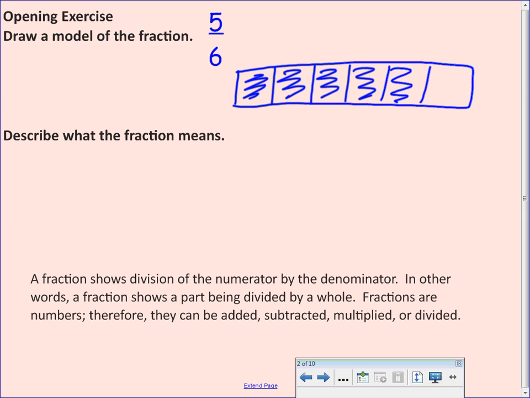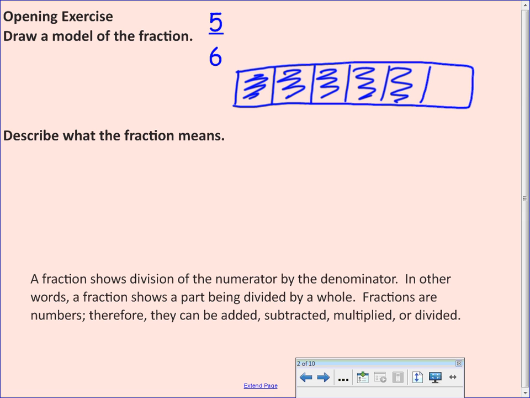Did anybody draw something differently? Draw it a different way? From elementary school, even in kindergarten, we saw that you could do circles and pie pieces, or like a building, 5 out of 6. There's different ways, so let's just stick with the tape diagram because that's what we're familiar with from Module 1.